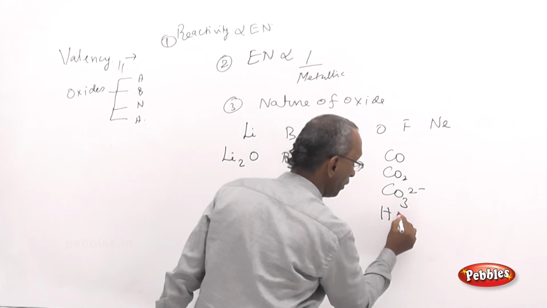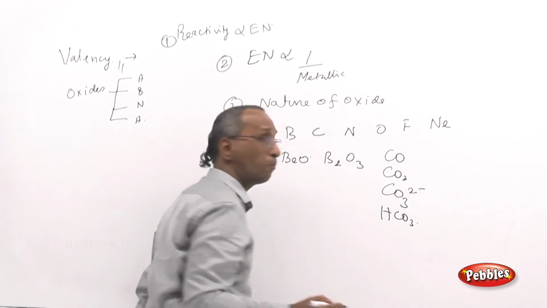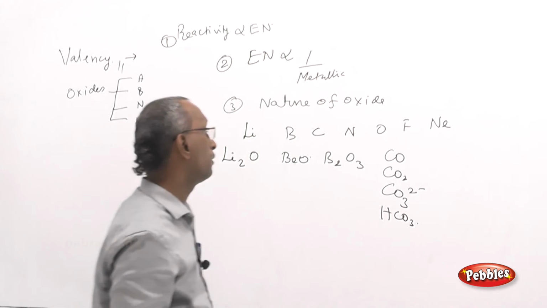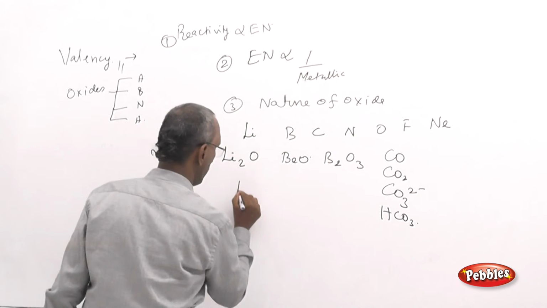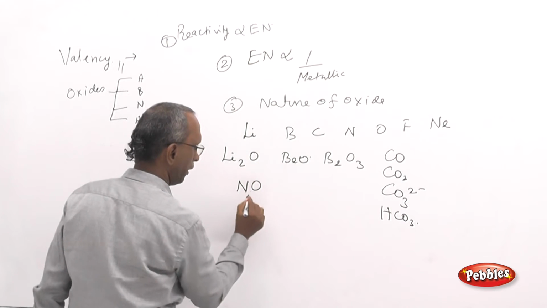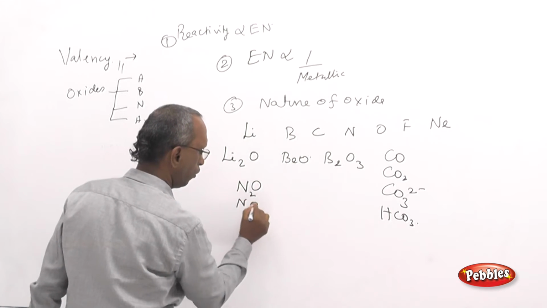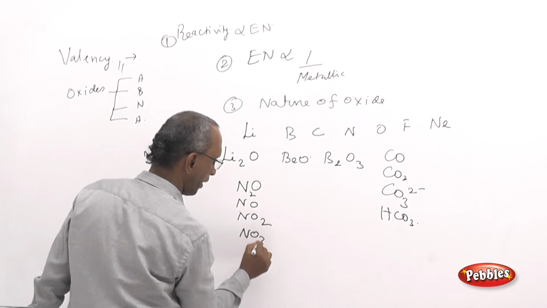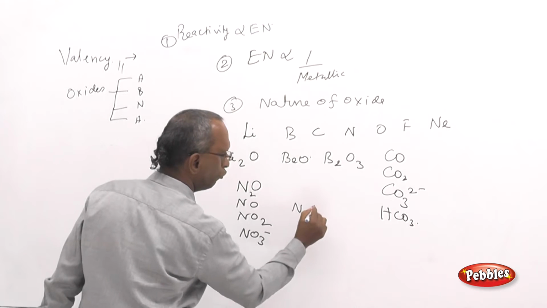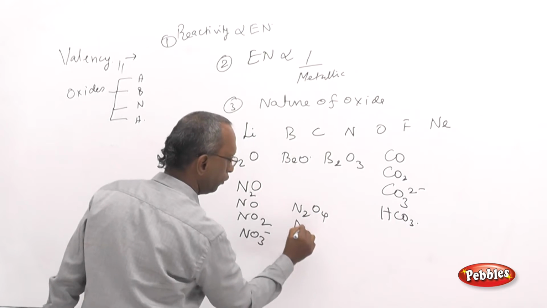Bicarbonate is stable, sodium bicarbonate. Different types of compounds it forms. All these are nitrogen oxides, a variety of nitrogen oxides: N2O, NO, NO2, NO3 minus, N2O4, N2O5.